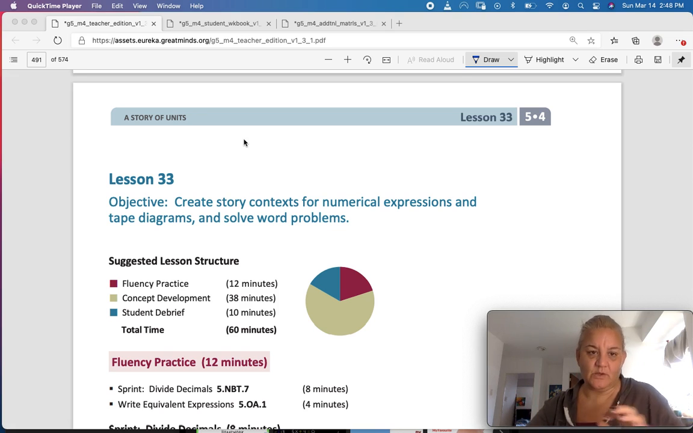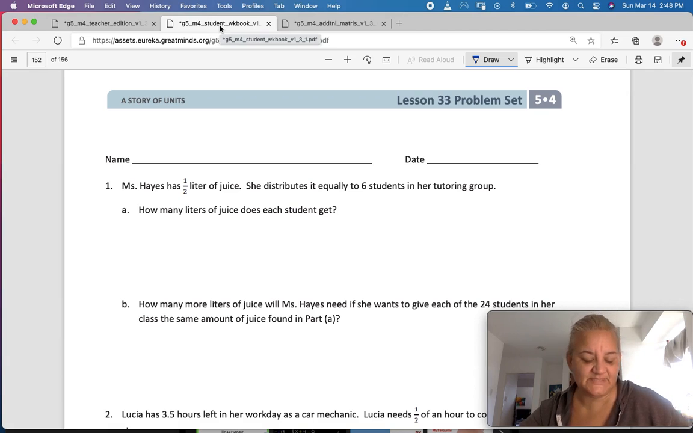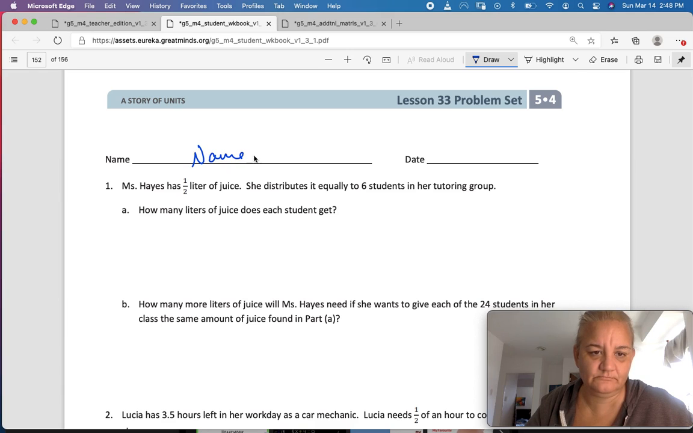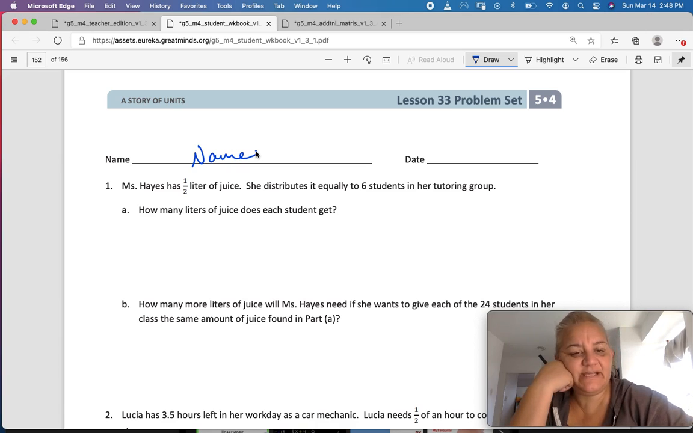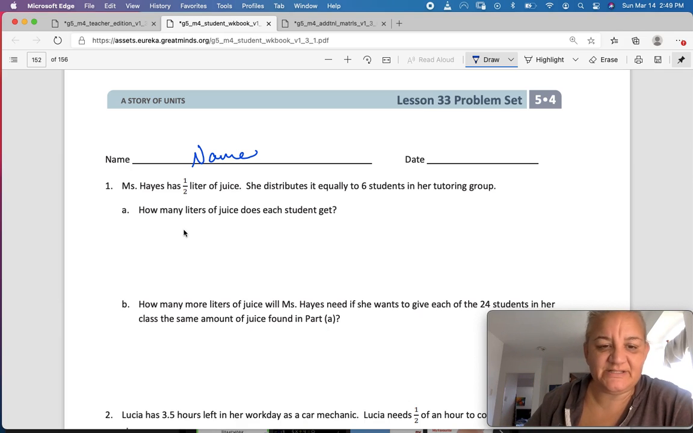So go to your Learn pages, Lesson 33, last problem set of Module 4. Write your name on the page. Ms. Hayes has half a liter of juice. She distributes it equally to 6 students in her tutoring group. How many liters of juice does each student get?